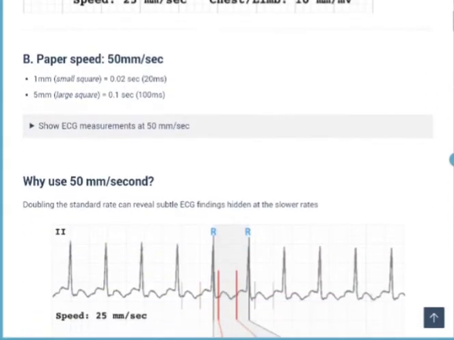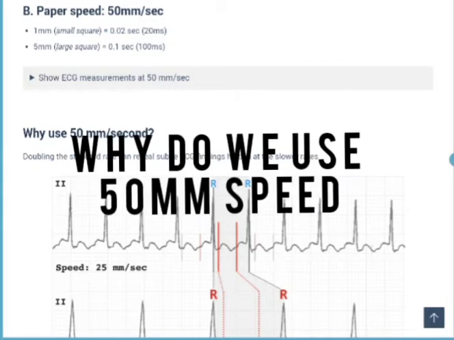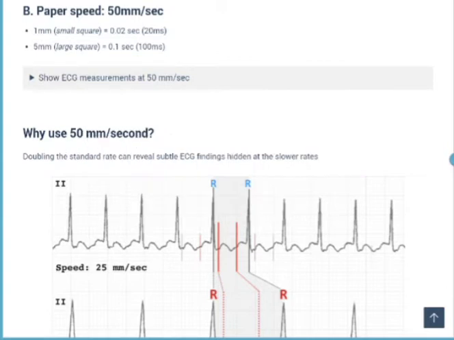Coming on to the next question. The next question was, what is the difference between a 25 millimeter per second and a 50 millimeter per second rhythm strip? If the ECG machine is operating at 25 millimeter per second, 1 millimeter or one small square is equal to 0.04 seconds or 40 milliseconds. Similarly, if we double the speed, one small square will be equal to 0.02 second or 20 millisecond. And similarly, 5 millimeter or one large square will become equal to 0.1 second, right?